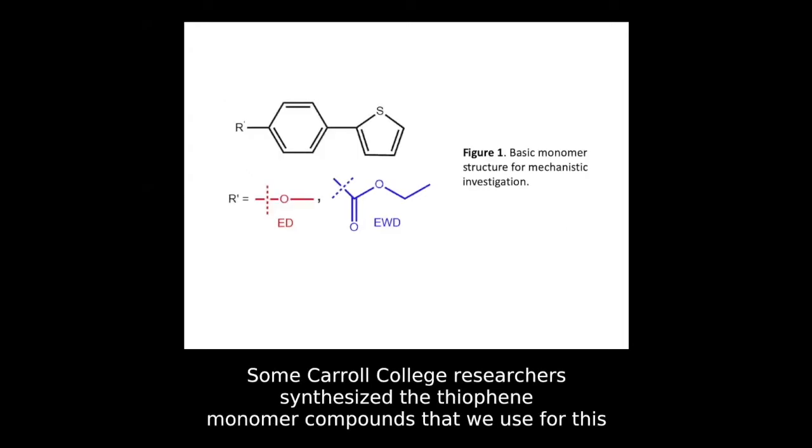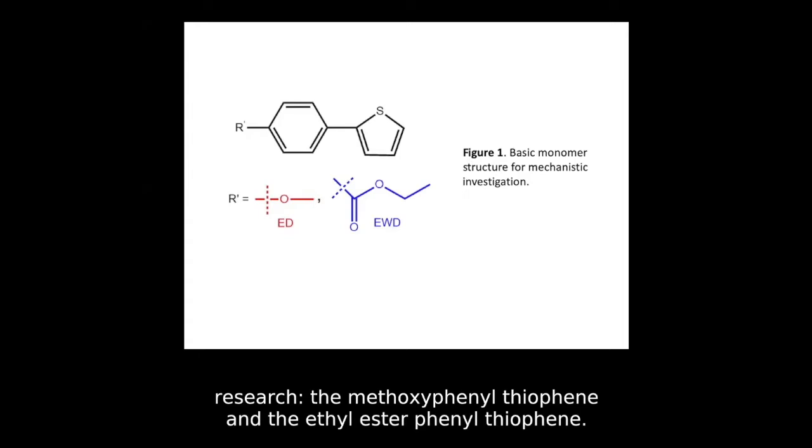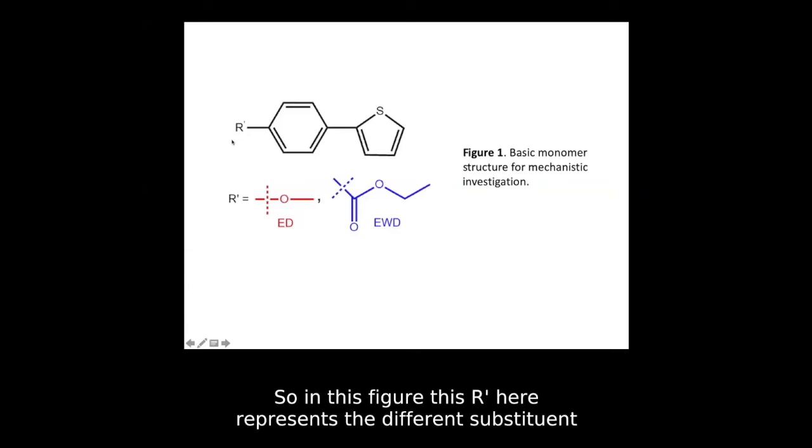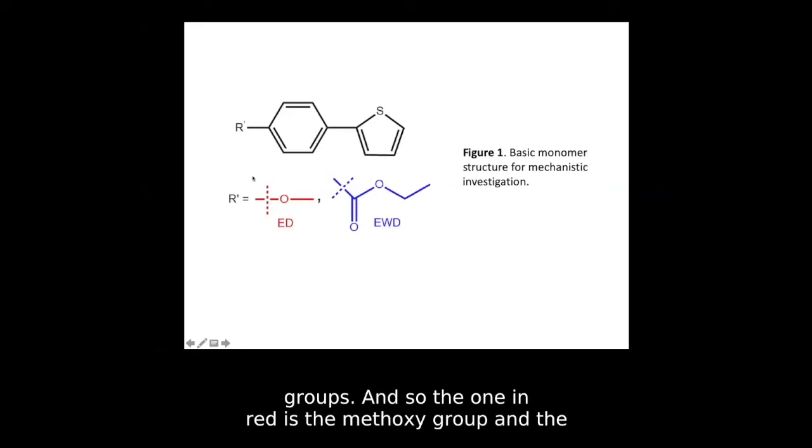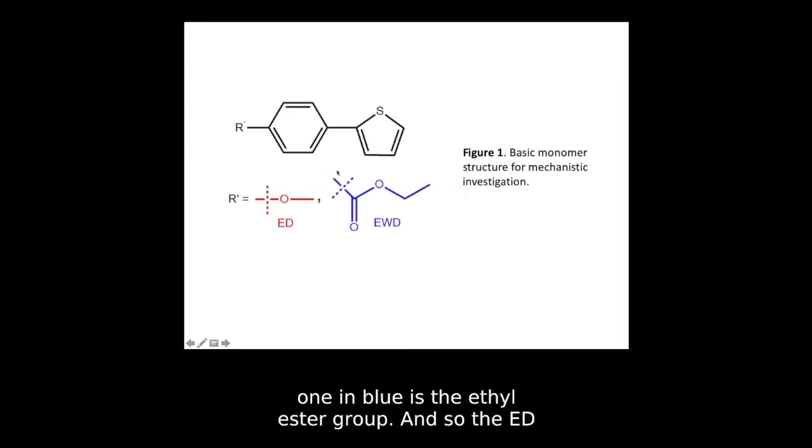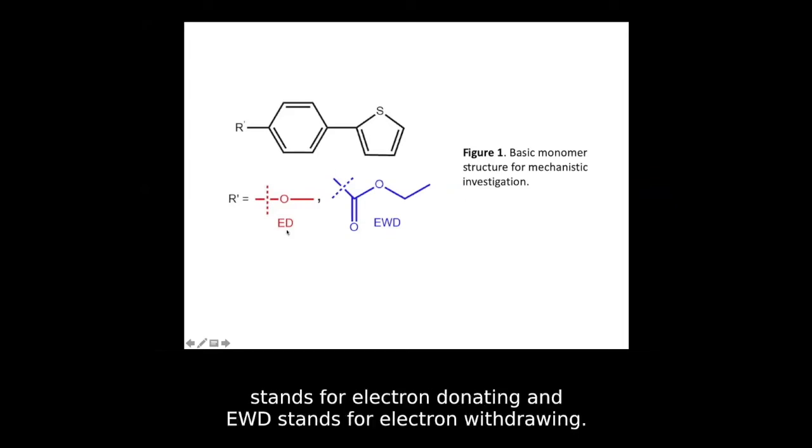Some Carroll College researchers synthesized the Thiophene monomer compounds that we use for this research, the methoxyphenyl-thiophene and the ethyl ester phenyl-thiophene. And so in this figure, this R prime here represents the different substituent groups. And so the one in red is the methoxy group, and the one in blue is the ethyl ester group. And so the ED stands for electron donating, and EWD stands for electron withdrawing.